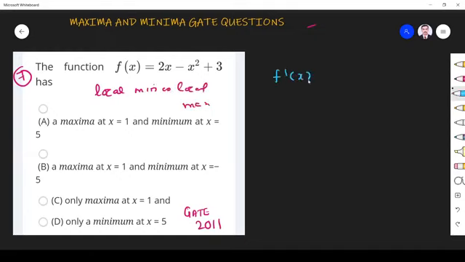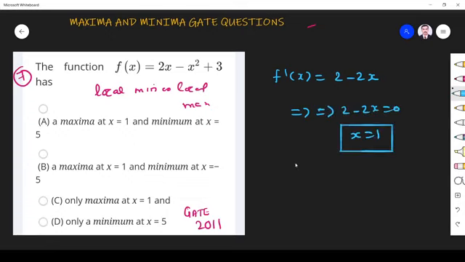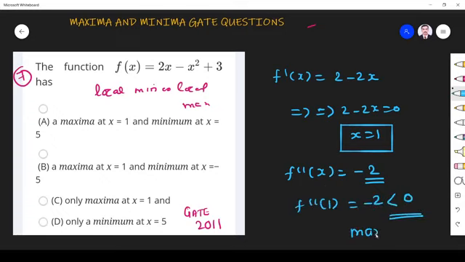First you find the first derivative, 2 minus 2x, and equate it to 0. So 2 minus 2x is equal to 0. This means x is equal to 1. Find f double dash of x to check whether it is giving maxima or minima. The derivative of 2 minus 2x is minus 2. So whatever the x value, f double dash of 1 is minus 2. That is less than 0. Less than 0 means surely it will give maxima only.